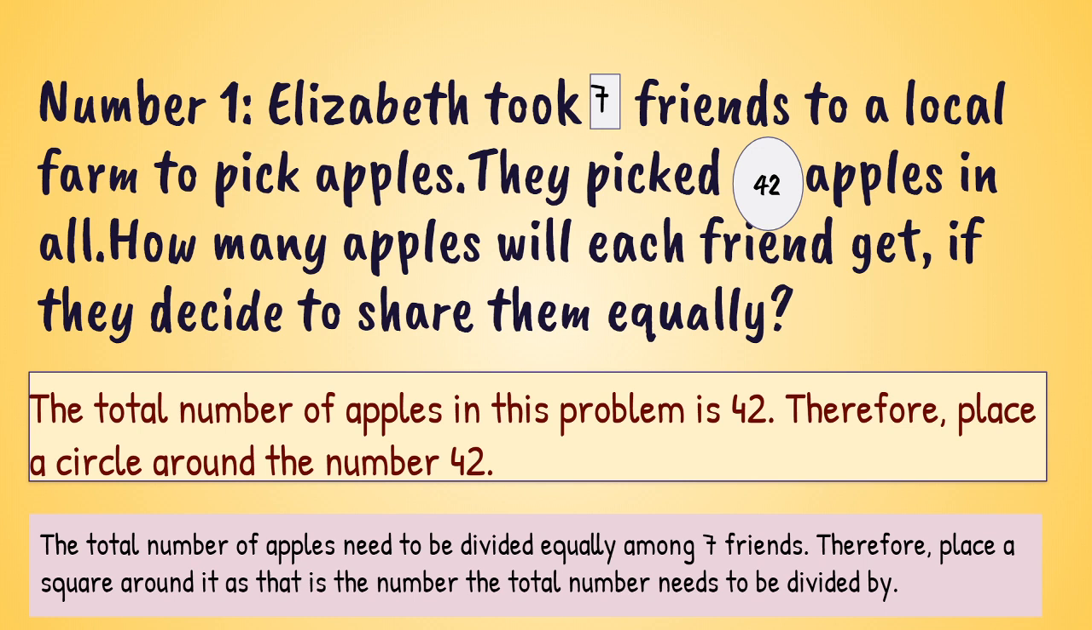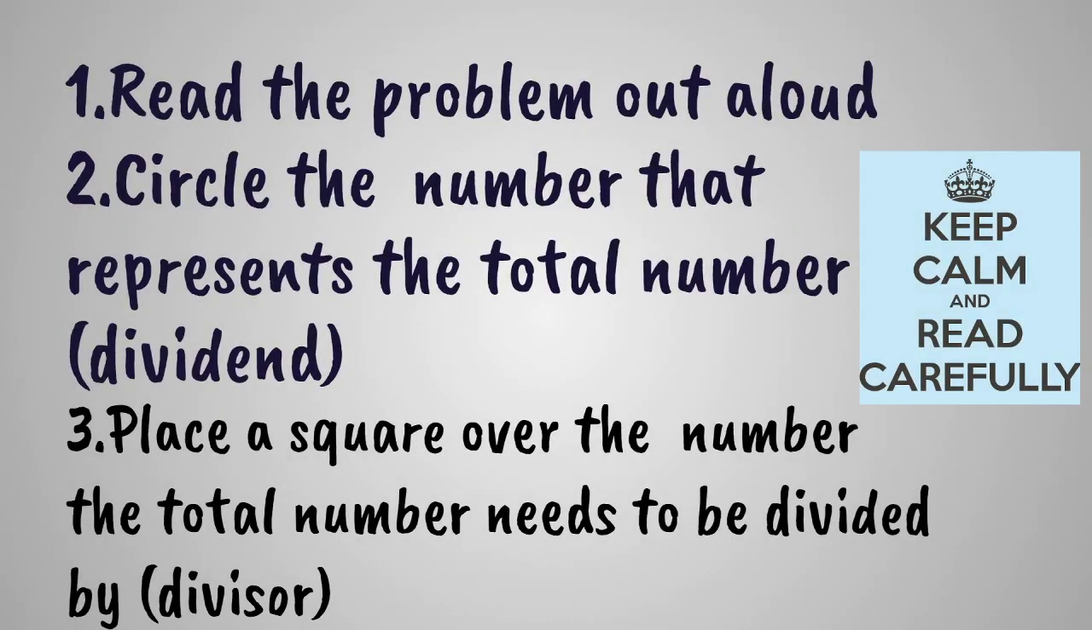All right, so we have a problem right here. There's a girl named Elizabeth, and she has 7 friends. She took her 7 friends to a local farm to pick apples, right? So they went to this farm, they're all picking apples. However, at the end, they want their own apples. However, the problem is, since they picked them together, they need to decide how many apples each friend will get, all right? So we read the problem out loud, we analyzed it, and we're ready to continue, okay?